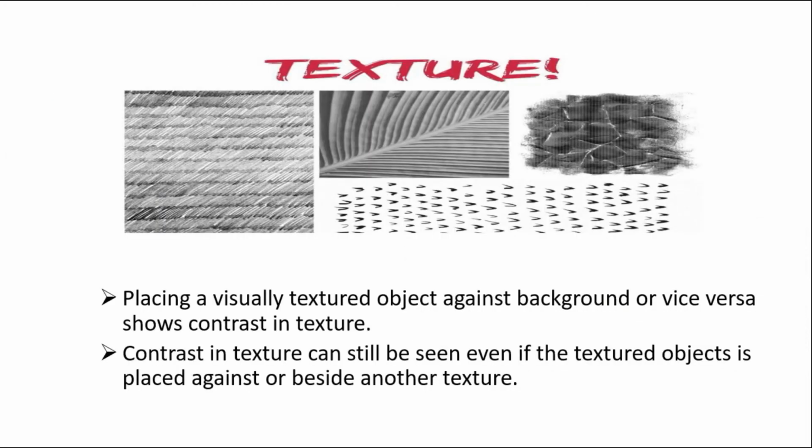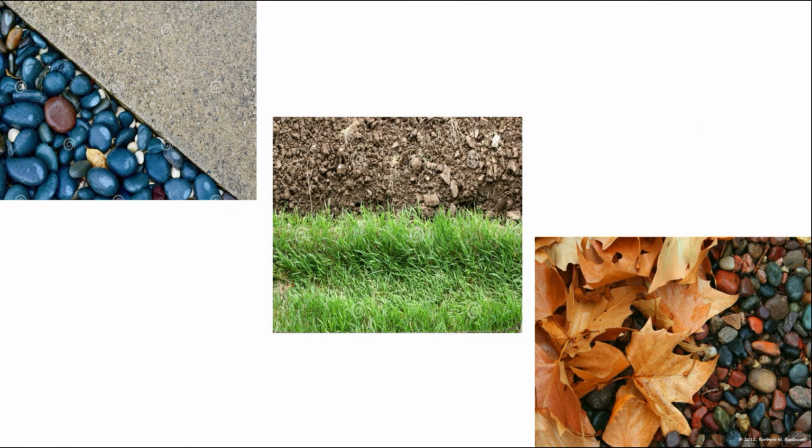The last one is texture. Placing a visually textured object against a smooth background, or vice versa, shows contrast in texture. Contrast in texture can still be seen if the textured object is placed against or beside another texture. For example, we have the stone and the floor. They are different textures.